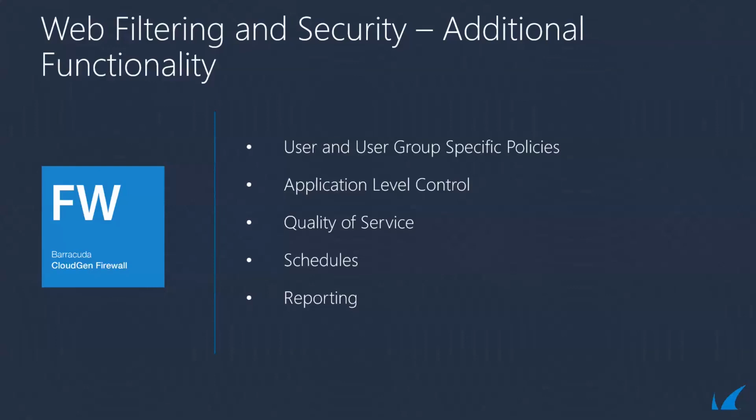the CloudGen firewall. With the quality of service options available on the CloudGen firewall, you can prioritize or deprioritize certain types of internet traffic. For example, you could prioritize Office 365 traffic and deprioritize YouTube traffic, so you don't have all of your bandwidth being consumed for non-business critical applications. When it comes to scheduling, you can apply policy based on certain times of day. For example, you could allow Facebook during lunch hours, but otherwise block access to Facebook.